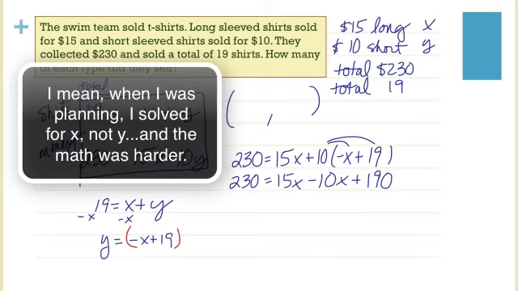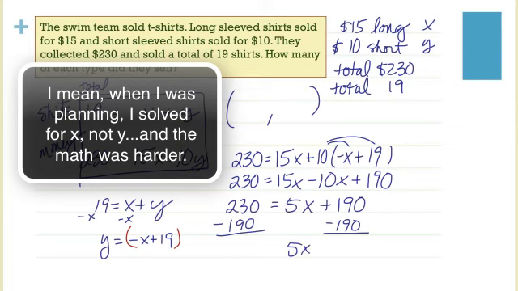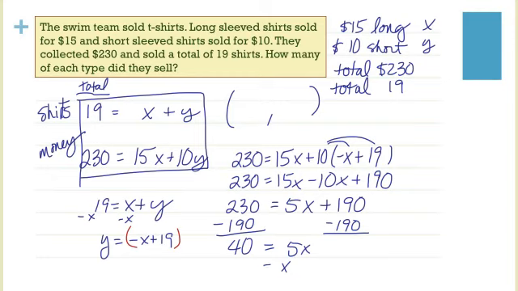Actually, when I did the example, I solved for y, and the numbers weren't as pretty. So think about why was it easier this time? Because I only had to times 19 by 10 instead of by 15. Okay, one more step here. Yeah, the math's definitely easier this way. So we got 5x equals 40, so x equals 8.